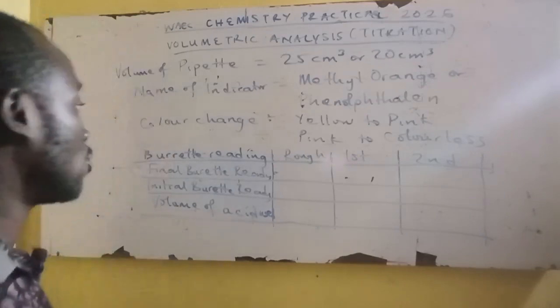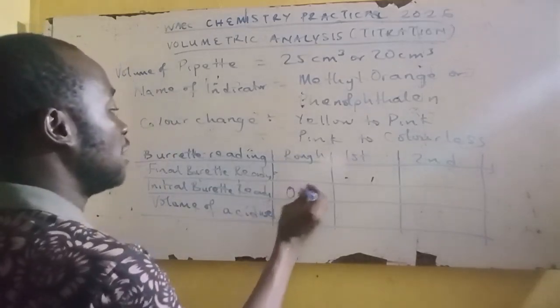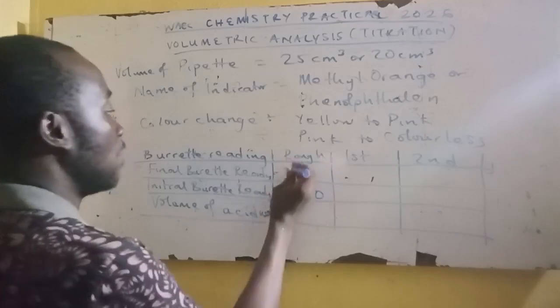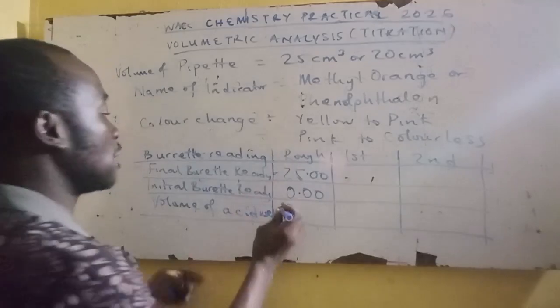Now, let's assume that we have our reading. Let's say the rough reading starts at 0 and you are having 25 here. Now, the rough reading goes as 25.